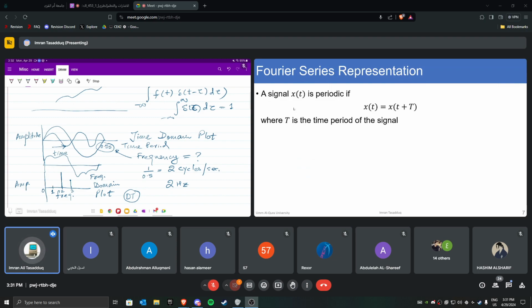All right, we know that a signal is periodic if x of t is equal to x of t plus T. What does it mean when we say x of t plus T? It means that even after T seconds, the signal is the same. After the fundamental period. Yes, exactly. We're talking about the fundamental period.